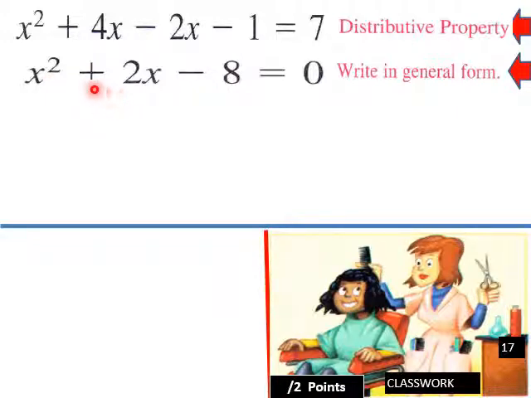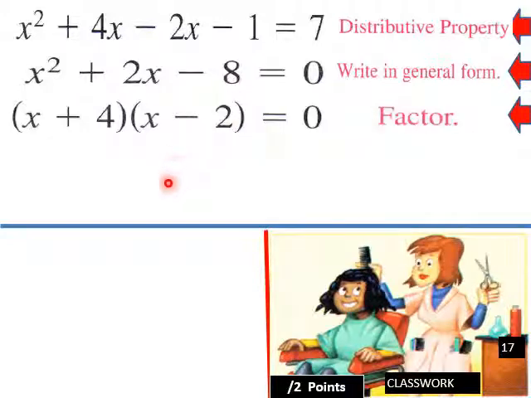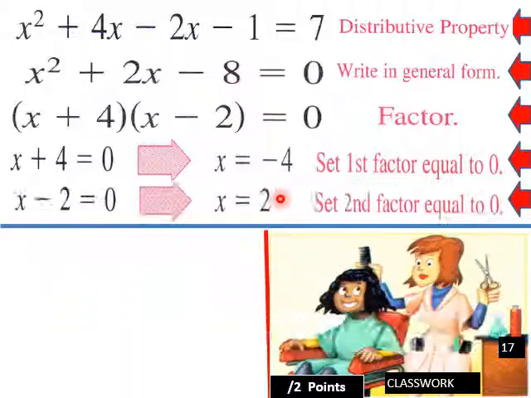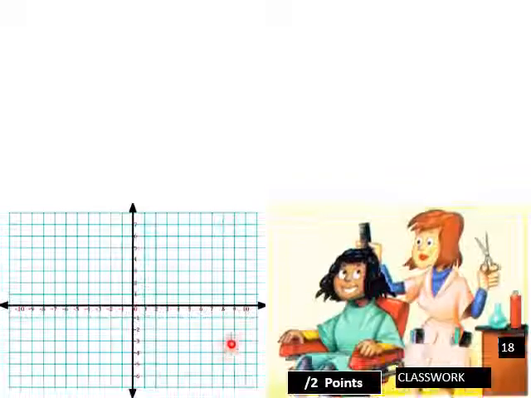And then we can combine like terms here. This becomes 2x, and then move this 7 over here. This becomes negative 8. Now we can factor two binomials out of this quadratic. We get x plus 4 multiplied by x minus 2. And now we got two solutions here. We get negative 4 as one solution, and then we get positive 2 for another solution. Okay. So we got two possible solutions for x.